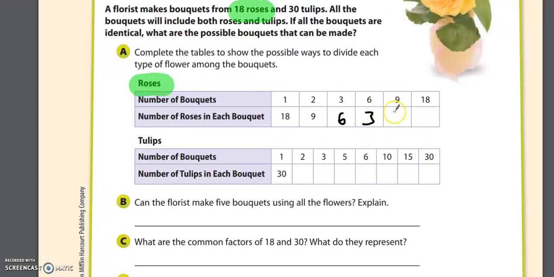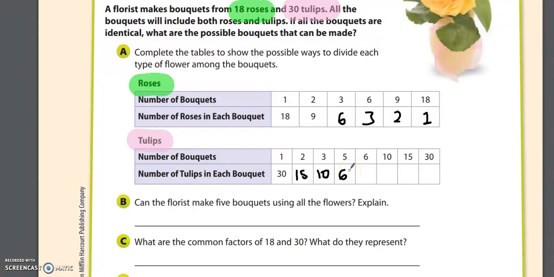18 roses divided by 9 bouquets would be 2 roses in each bouquet. And if there were 18 total roses and the florist made 18 total bouquets, it would be just 1 rose per bouquet. Now the tulips are a little different. There were 30 tulips, so pay attention that the tulips are going to have some different factors. 30 tulips divided by 1 bouquet would be a total of 30 tulips in each bouquet. If they, however, split it into 2 bouquets, it would be 15 tulips in each bouquet. If you split 30 up 3 ways, it would be 10 tulips in each bouquet. If you split 30 tulips by 5, it would be 6 tulips in each bouquet.